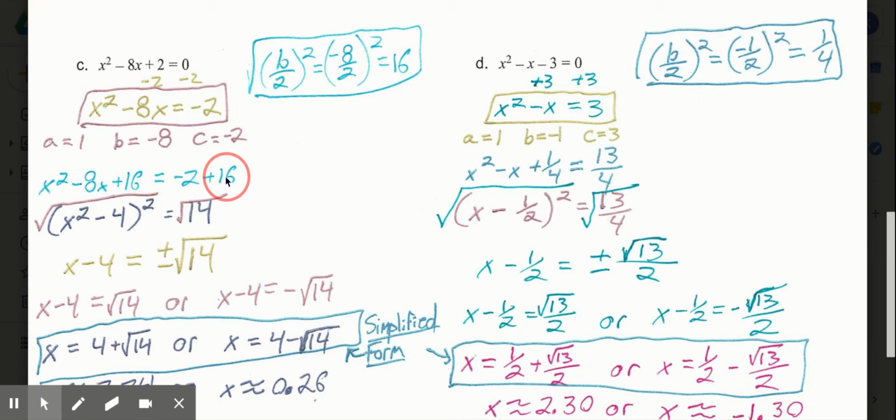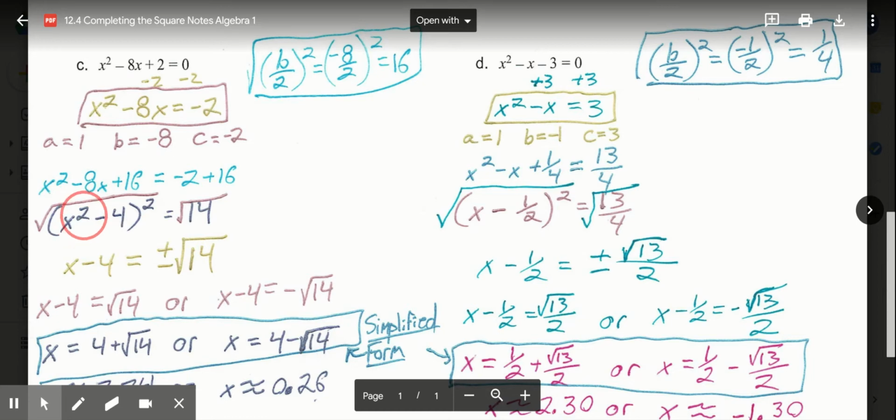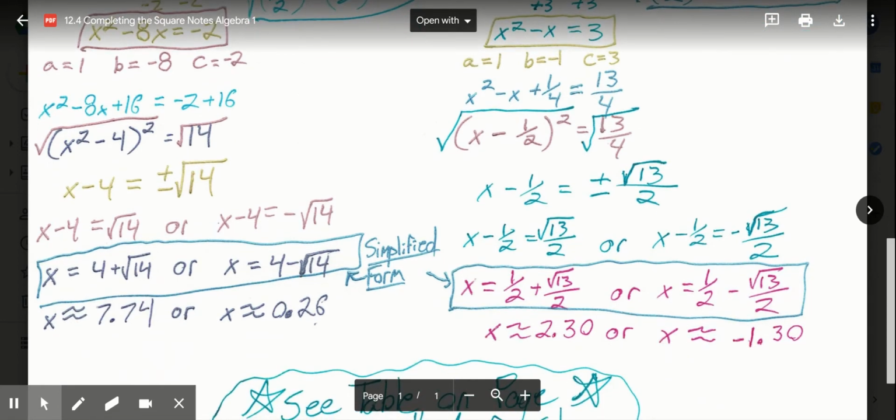Writing the left as a perfect square, that would be, and I miswrote here, that should just be an x. So it should be x minus 4 to the second power equals 14. So again, that should be x minus 4 to the second power equals 14, not x squared in there. Square root each side, and we end up with x minus 4 equals a positive or negative square root of 14.